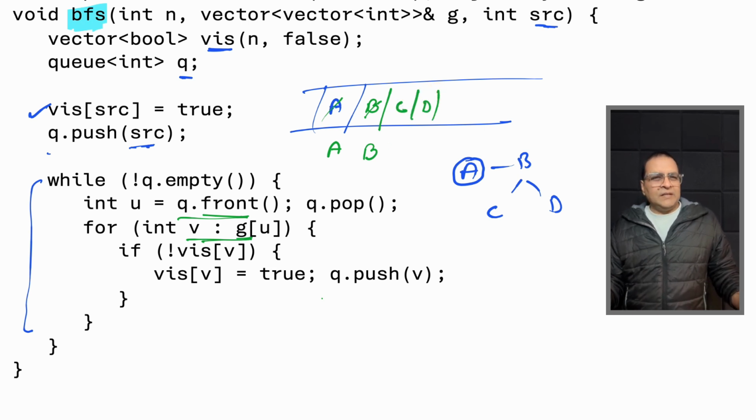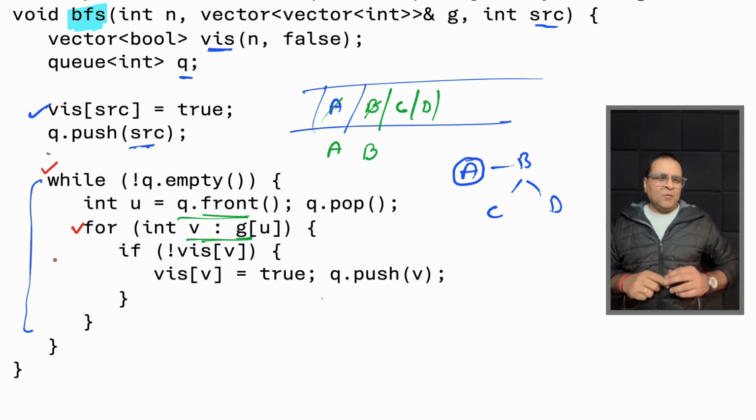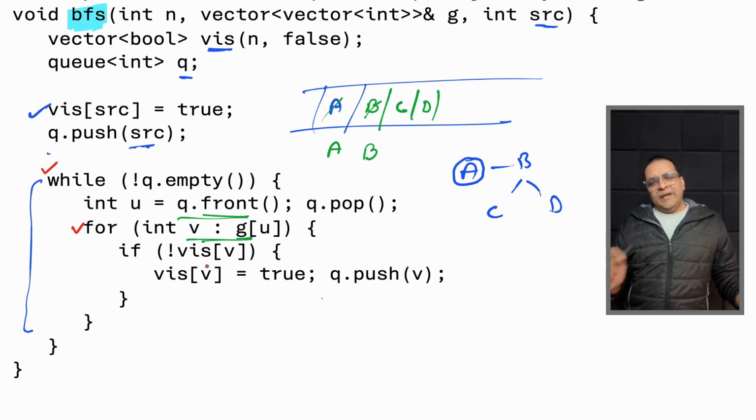Let's come to the time complexity. You have an outer while loop and you have an inner for loop. So intuitively we can think that the time complexity will be n square. But here you have to look at it from a different angle. Every vertex is getting inserted in the queue only once. And inserting in the queue takes constant time. So for every vertex, we are taking constant time. So the total time taken for inserting and deleting from the queue is order of V.